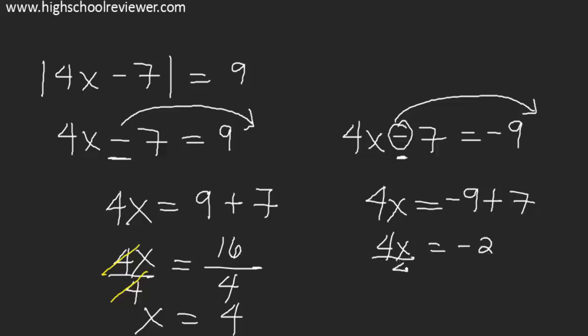So divide both sides of the equation by 4. So x will be equal to, so 4 divided by 4 is equal to 1. So x will be equal to negative 2 over 4. We can still simplify this, so this will become negative 1 over 2. So x equals positive 4 and x equals negative 2. They are our final answers.